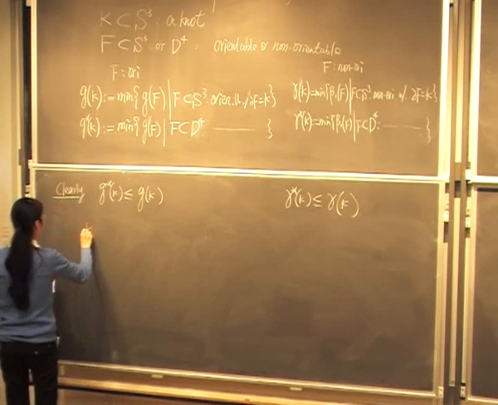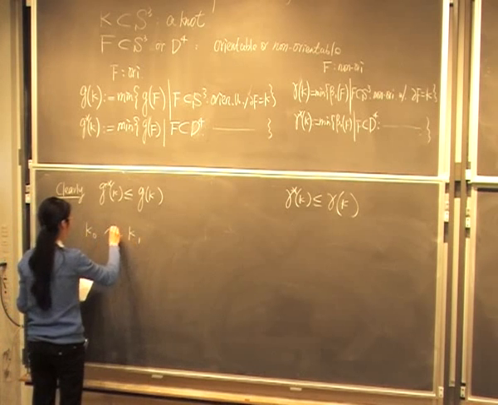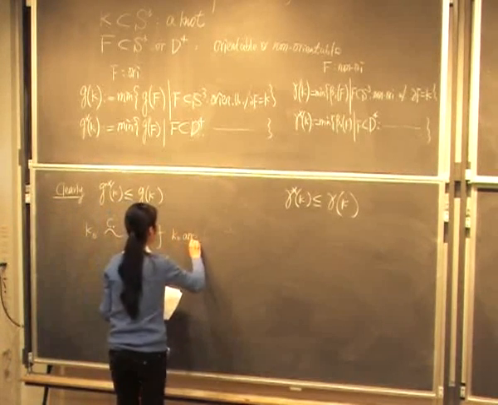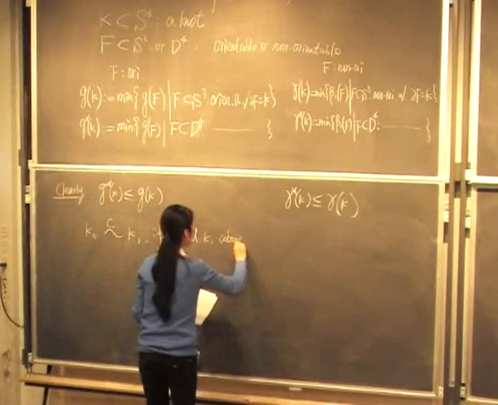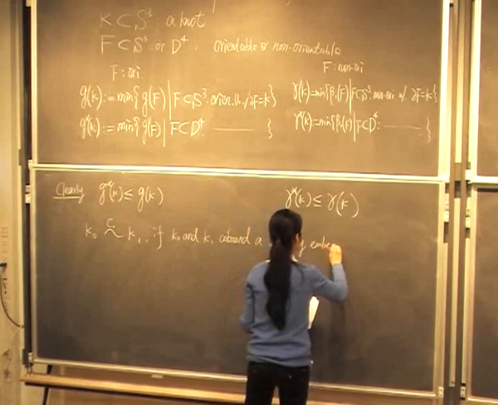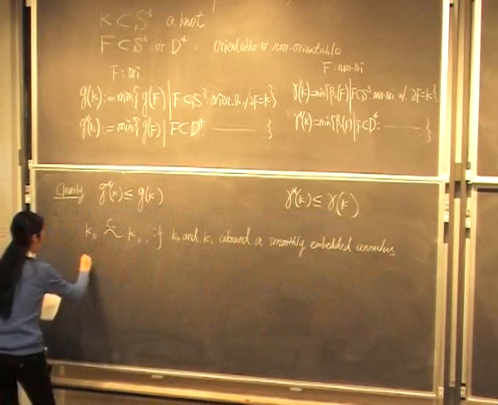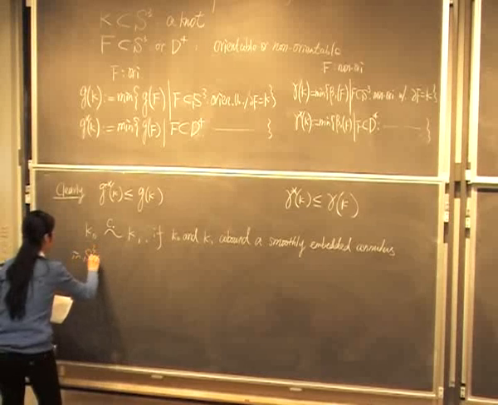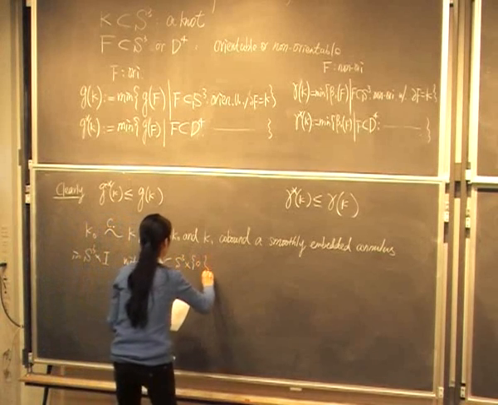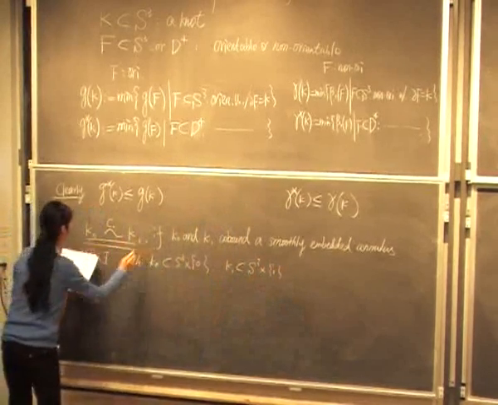We say two knots K0, K1, K0 is concordant to K1, if K0 and K1 co-bound a smoothly embedded annulus in S3 cross the interval, with K0 in S3 cross 0 and K1 embedded in S3 cross 1. So this is a concordance.